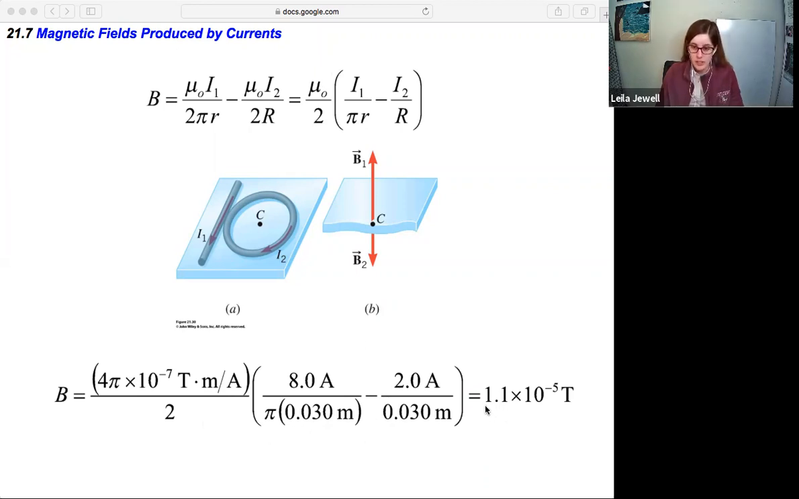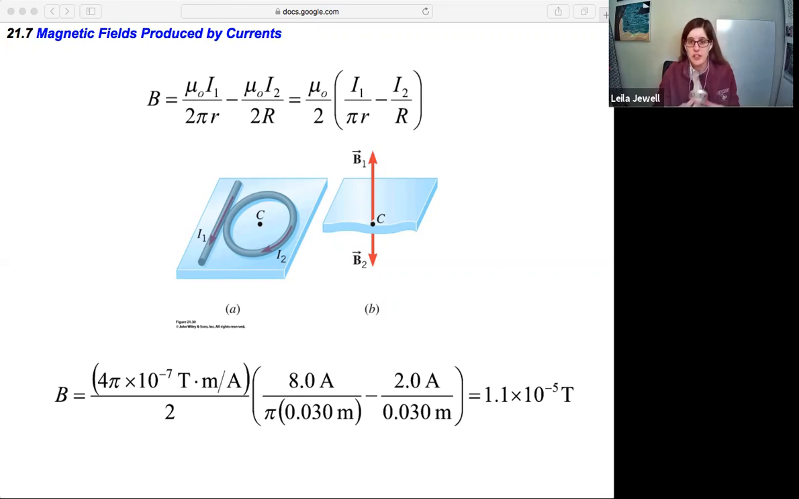But when you calculate it out, you come out with 1.1 times 10 to the minus 5th Tesla. And notice it is positive. Why is it positive? Well, even though this first one had an extra pi in the denominator, which is a factor of 3, this current is 4 times bigger. So that's bigger than pi, so that's going to outweigh. It's going to be a stronger magnetic field due to 1 versus due to 2, due to that loop. So this highlights how we can combine two different geometries to figure things out.